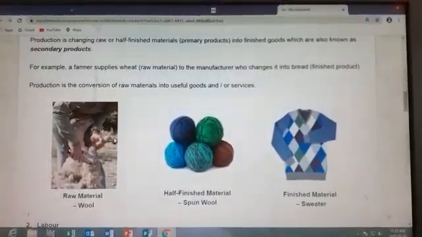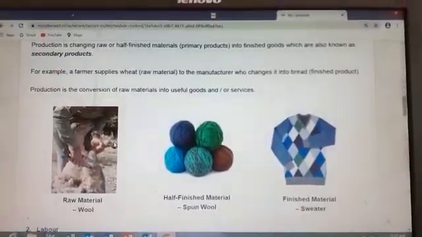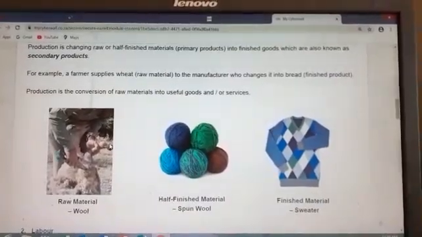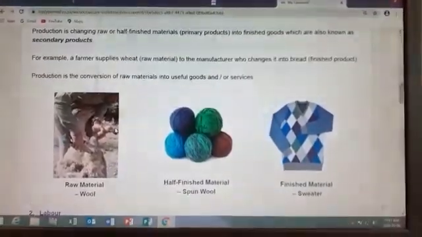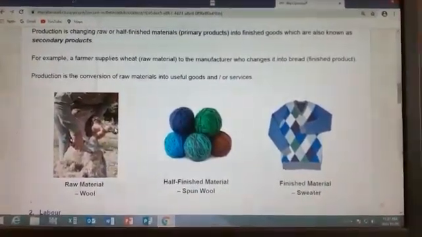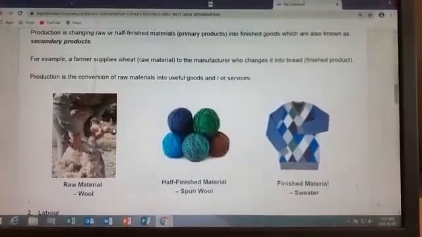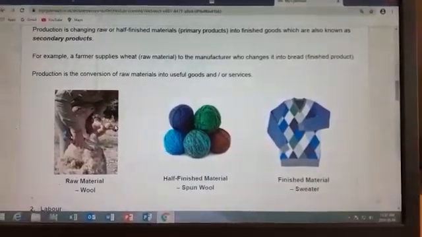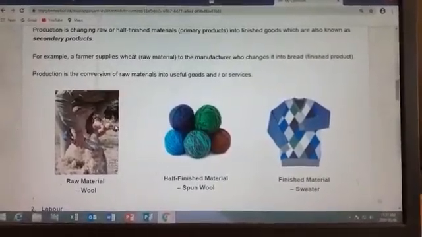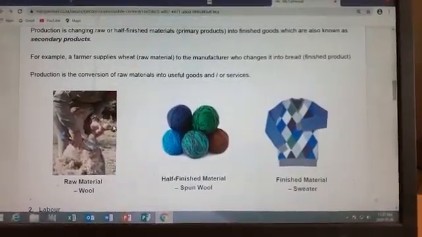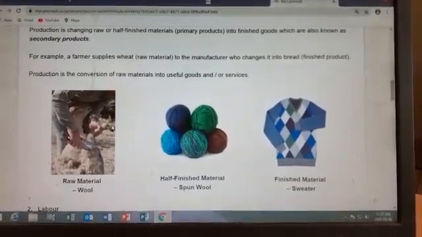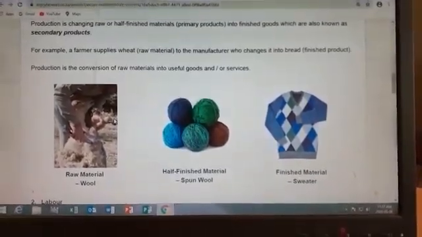So production is changing raw or half-finished materials into finished goods, which are also known as secondary products. For example, a farmer supplies wheat, which is your raw material, to the manufacturer who changes it into bread, and that is the finished product. Production is the conversion of raw materials into useful goods and or services.